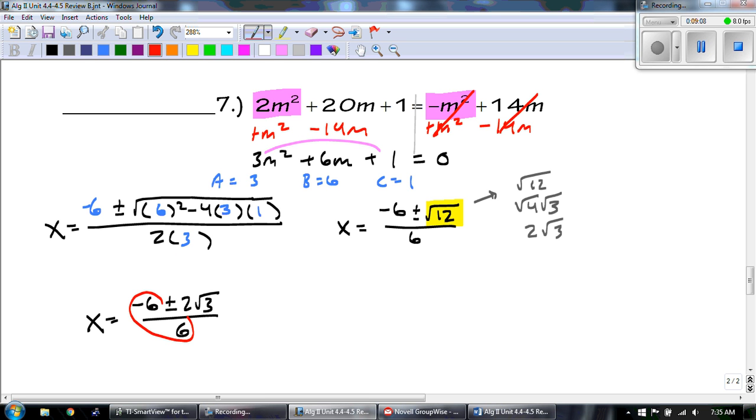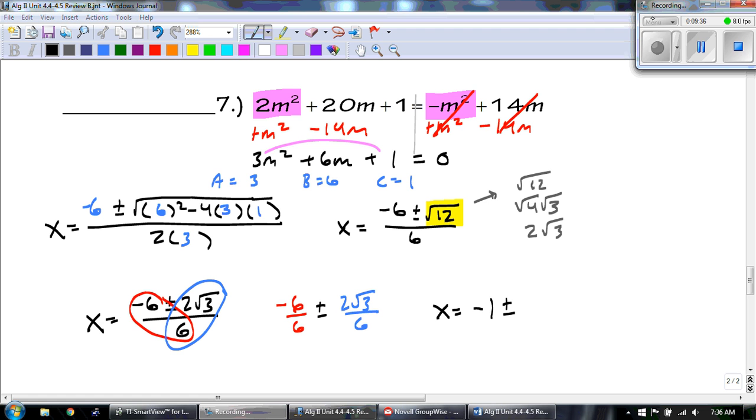Okay? And then let's get our 2 answers. We have negative 6 divided by 6 plus or minus 2 square root 3 divided by 6. And then we get our final answers of negative 1 plus or minus. 2 divided by 6 is 3. So what's that come down to?